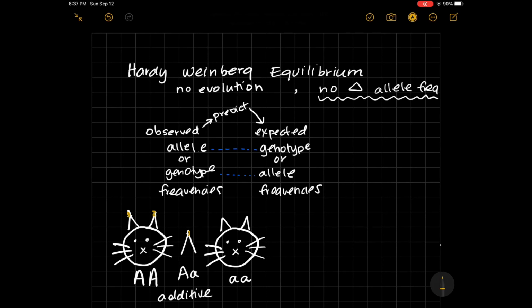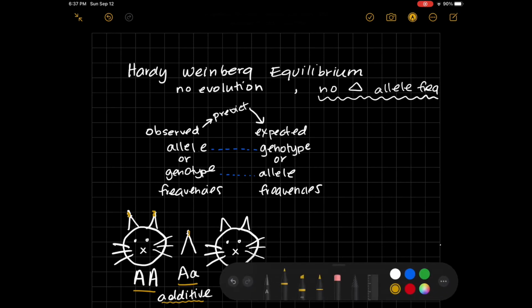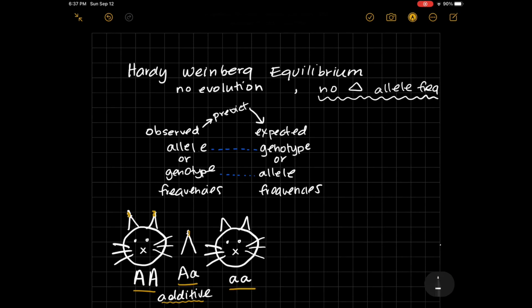So if you have 1A, you've got fancy tufts. If you've got both big A's, you've got fancy tufts. If you've got both little A's, you've got no tufts. And if you're in between, big A, little a, then you've got these intermediate type of tufts. So in our Hardy-Weinberg equilibrium with these little cats, we expect to see the same frequencies of cats with big tufts, medium tufts, and no tufts at all every single generation.